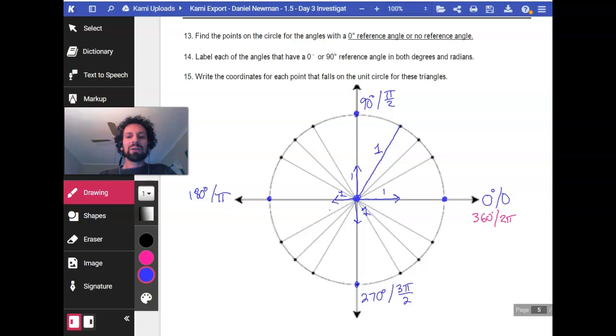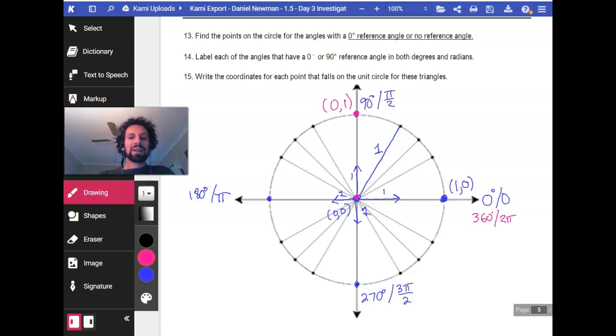So when we write the coordinates of this point, this is our origin, 0, 0. When we're talking about this point, we go 1 unit to the right, which is positive, and we go 0 units up or down. When we're talking about 90 degrees or pi over 2, we're looking at that point. We went 0 units left or right, so our x-coordinate is 0, and 1 unit up to the top. So that's a positive 1.